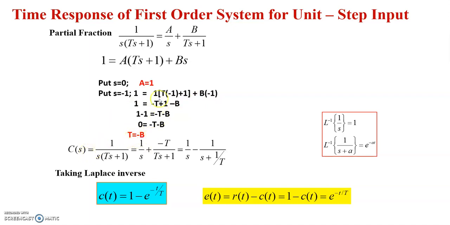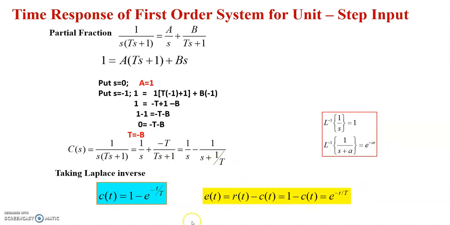You can substitute the A and B values in the partial fraction, so that we obtain C(S) equal to 1/S plus minus tau/(tau S plus 1). Taking the inverse Laplace of C(S), we can obtain C(t). The inverse Laplace of 1/S is 1, and of 1/(S plus a) is e to the power minus at. So C(t) is equal to 1 minus e to the power minus t/tau.